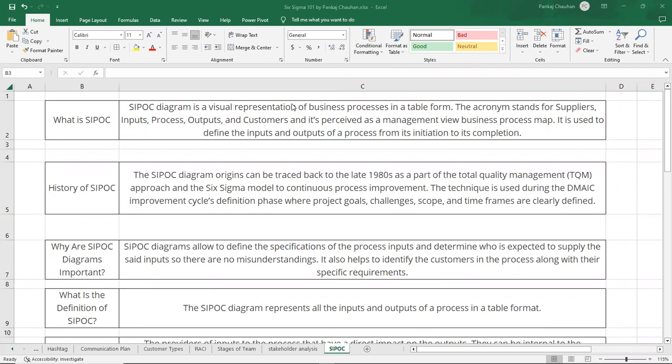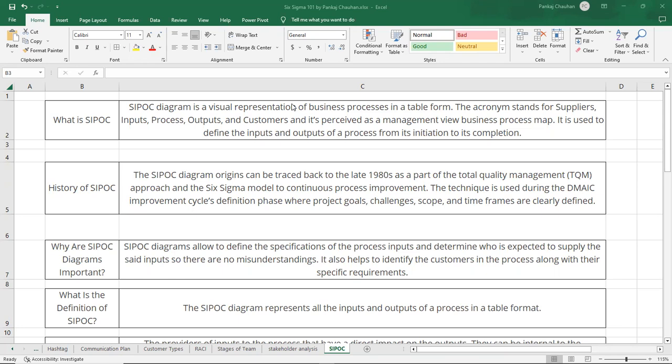The acronym in SIPOC: S stands for supplier, I stands for input, P stands for process, O stands for output, and C stands for customer. So basically, it's a relationship matrix between two key stakeholders. One is the supplier and the other one is the customer.